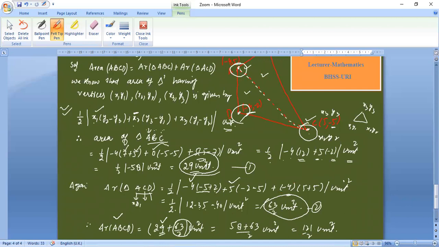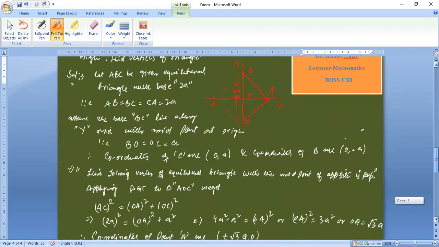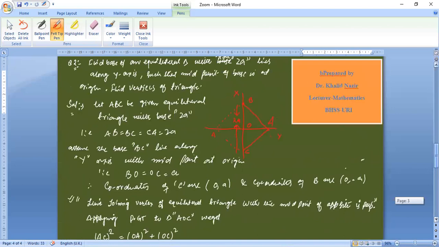This was the area of first triangle. This was the area of second triangle. Add up the two, it becomes 121/2 units square, right? Now, question number 2 of the same exercise is something like this one.